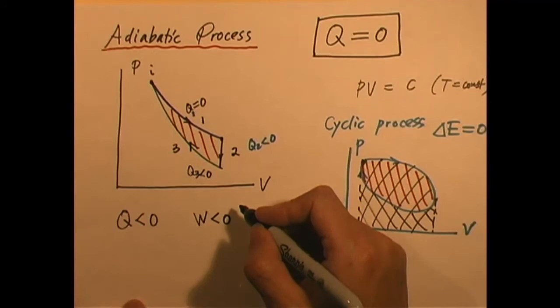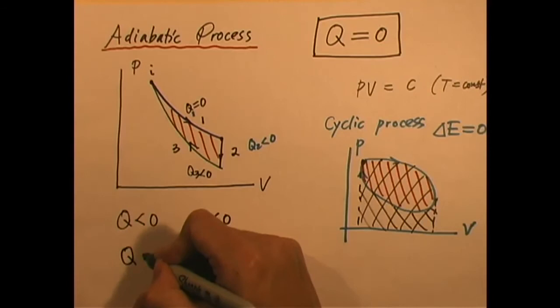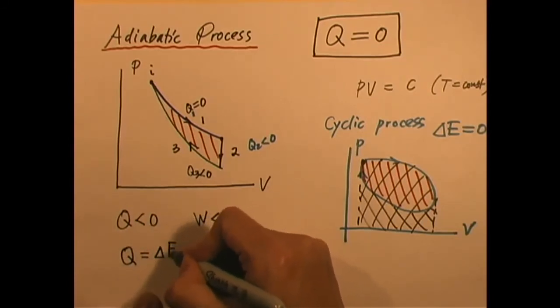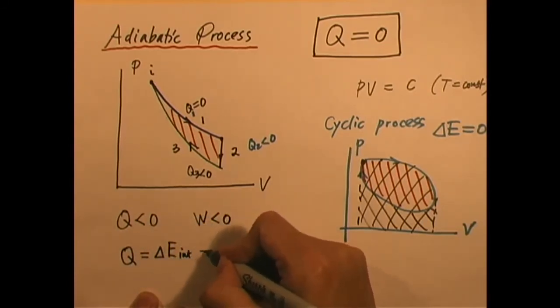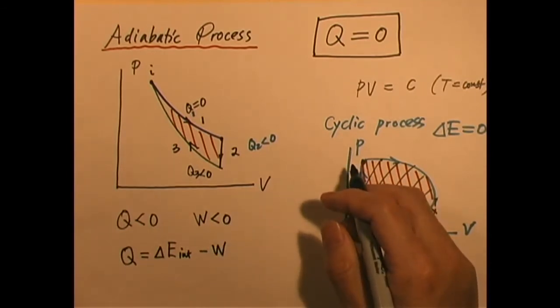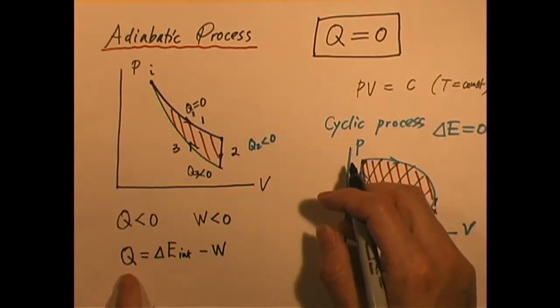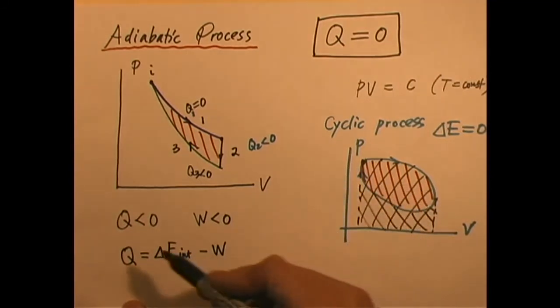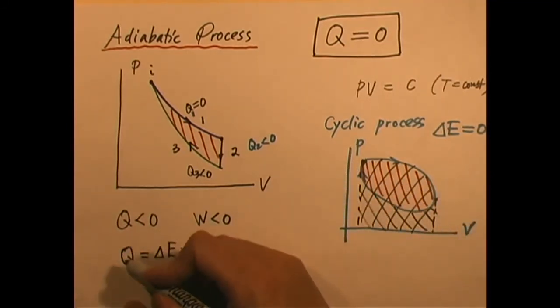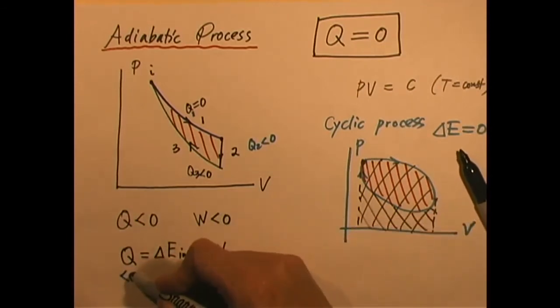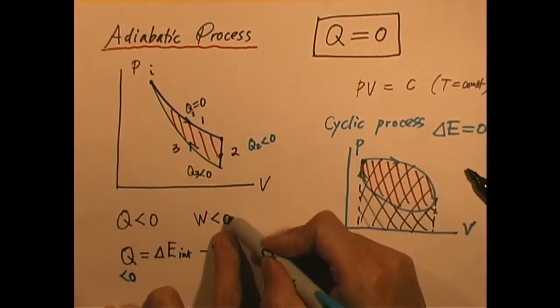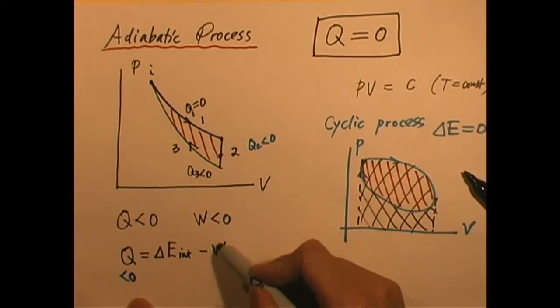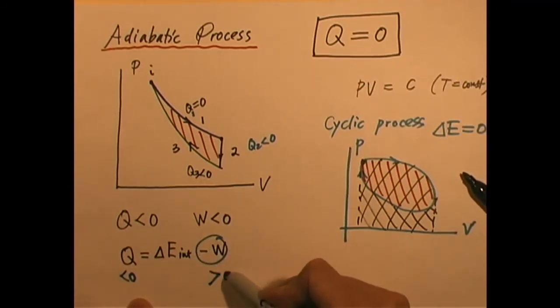What does the first law of thermodynamics tell us? The first law of thermodynamics tells us that Q equals delta E internal minus W. Right? That's what the first law of thermodynamics is. This is the heat absorbed. This is the change in internal energy. This is the work done on the gas. Now take a look. Q is less than 0. So this term is less than 0. W is less than 0. That's the work done on the gas. So negative W is greater than 0.